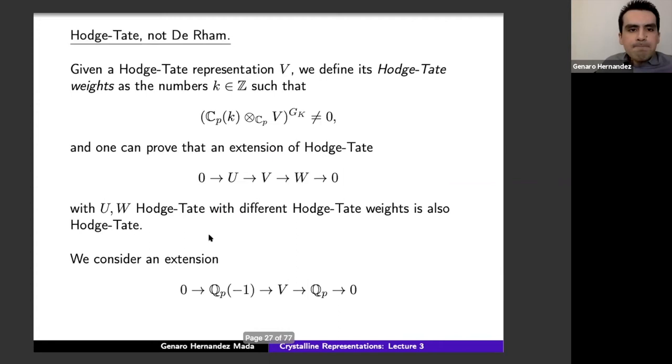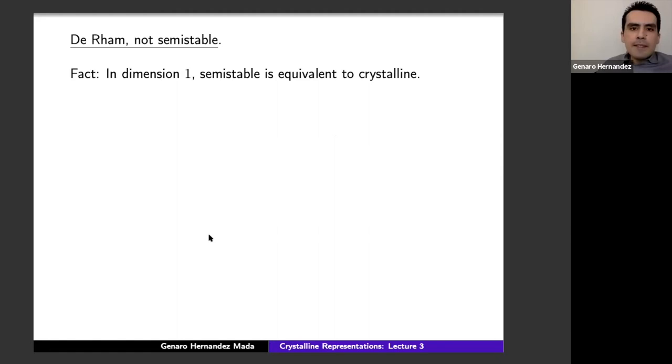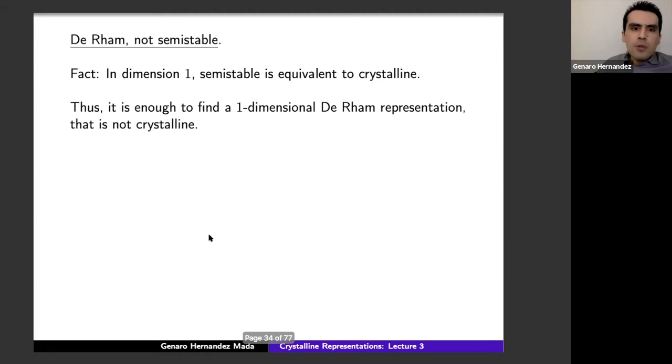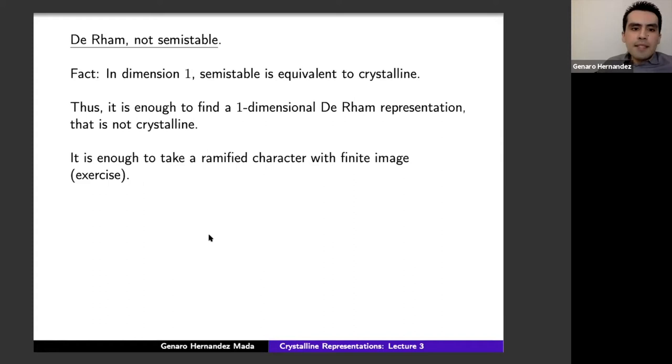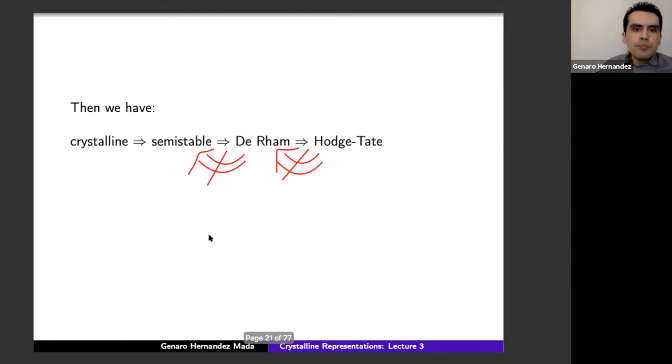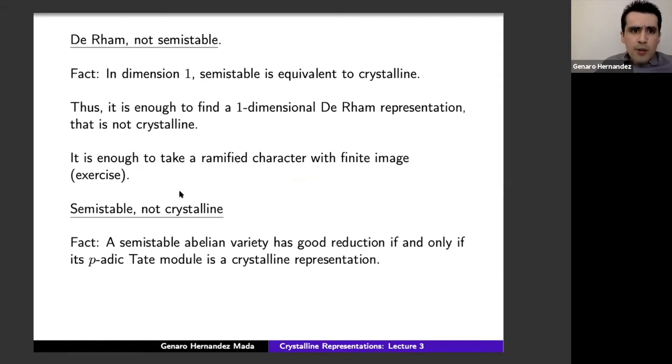And we are going to use this fact that I stated last time, actually, that in dimension one, semi-stable is equivalent to crystalline. And so it's enough to find a one-dimensional de Rham representation that is not crystalline. And for that, it is enough to take a ramified character with finite image. So that's an exercise too, to show that that one should work. And now we go to the following one: semi-stable that is not crystalline. So we are going to use this fact here.